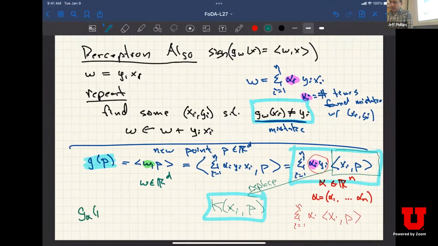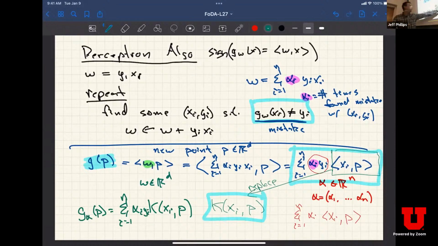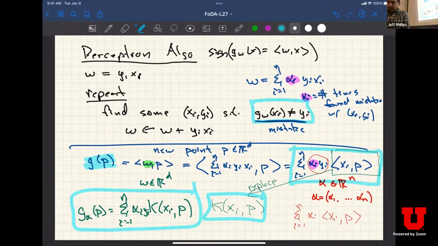So I could write this as G alpha of P equal to the sum of alpha i, kernel of xi and p. And maybe, since I'm doing the mistake counter form, I'll put the yi's in here as well, so that I can just count the mistakes. So if I use this expression, I can plug this expression inside the perceptron algorithm. Okay. So I can't quite do.